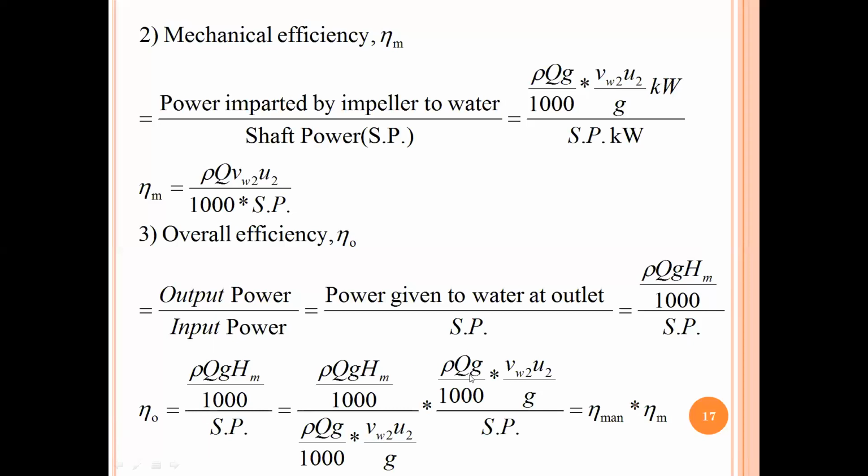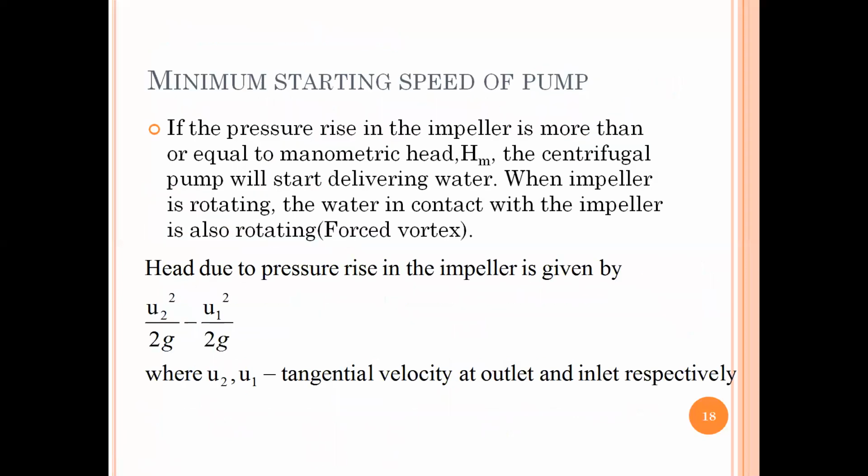Like in turbine, I can divide this into two. I'm introducing the power imparted by impeller to water in the numerator and denominator. So this term is nothing but your manometric efficiency and this is nothing but your mechanical efficiency. So your overall efficiency is a product of manometric efficiency into your mechanical efficiency. So this is about the discussion about efficiency. Remember, your pump is a reverse of your turbine, entirely reverse. Now the next thing I'm going to do is the minimum starting speed of pump.